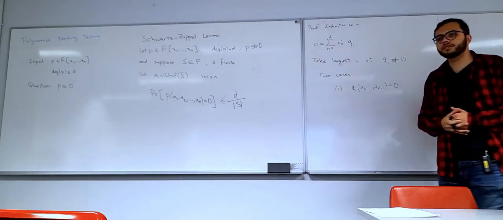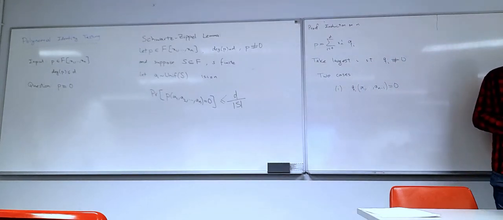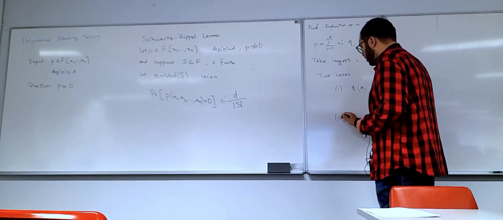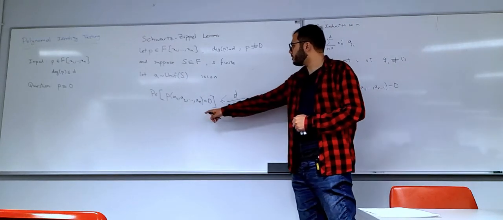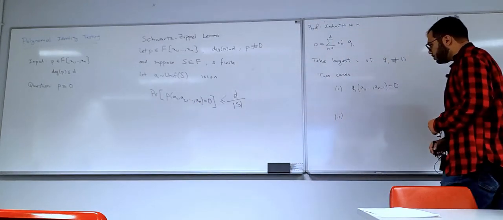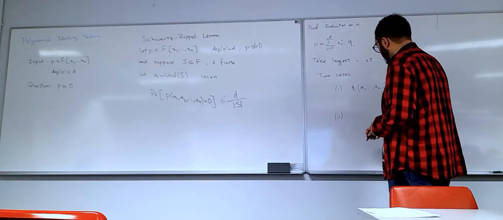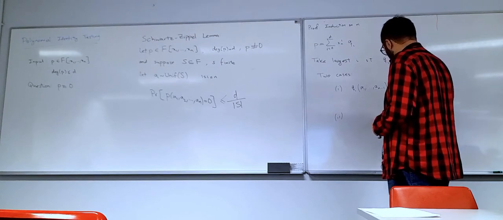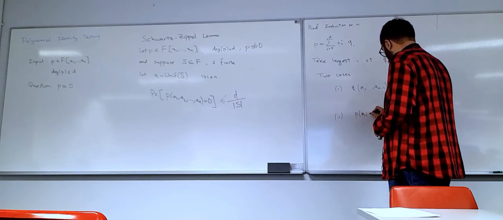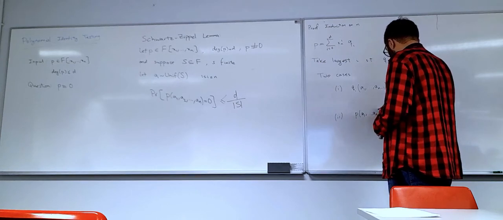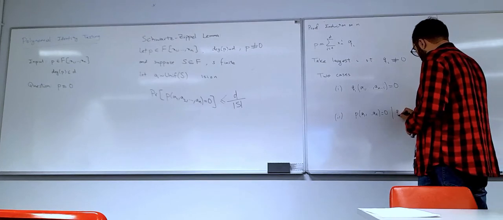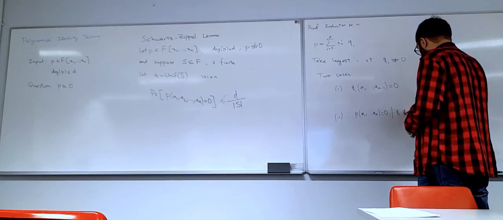Okay? And case 2, remember, I want to bound the probability that P is 0. So case 2 would be the case where P is 0. So P of a1 to an is 0, assuming that qi was not 0.